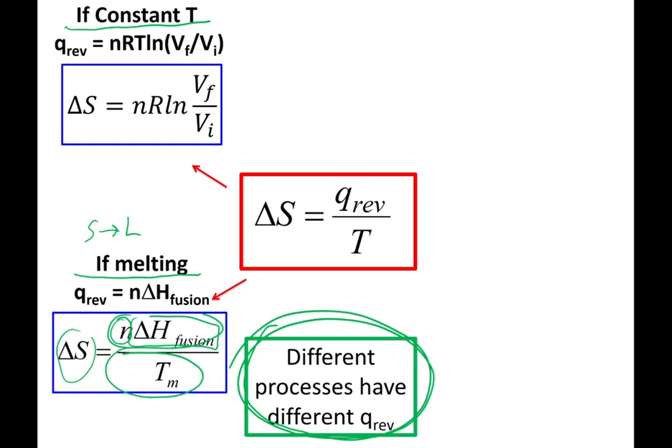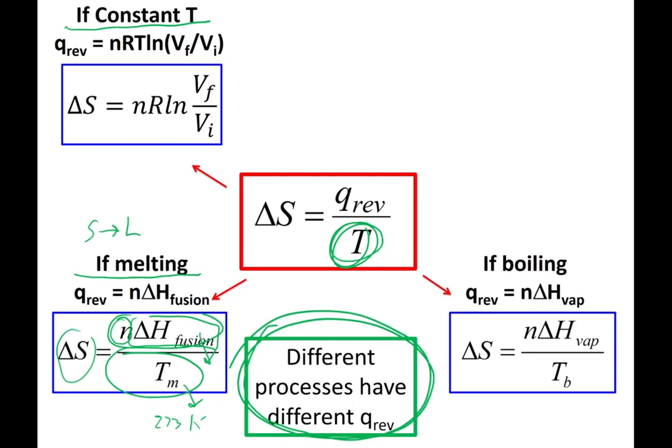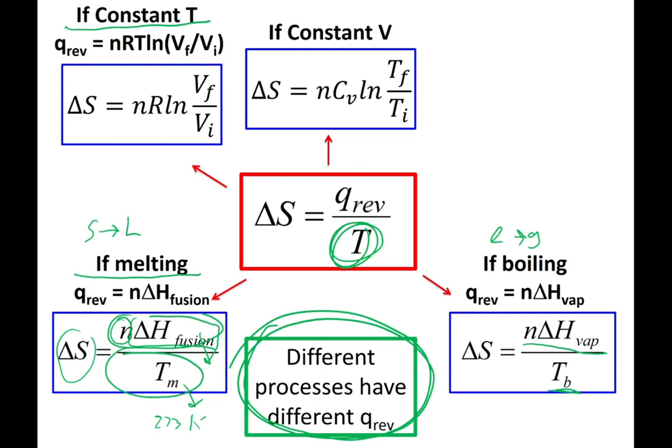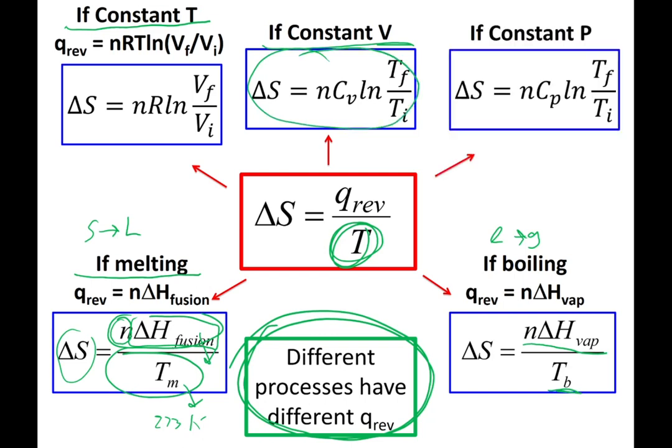So for water, this would be the heat of fusion for ice, and this would be the melting point of 273 K. Something else to keep track of: for all of these expressions, you'll want to use Kelvin for the T's. If it's boiling, this is very similar to melting, except now we're going from a liquid to a gas. This is just going to be the moles of the liquid times the heat of vaporization divided by the boiling point of that liquid. A couple more processes. If we have a gas with constant volume instead of constant temperature, this becomes the expression for change in entropy. And if it's at constant pressure, this becomes our expression for the change in entropy.